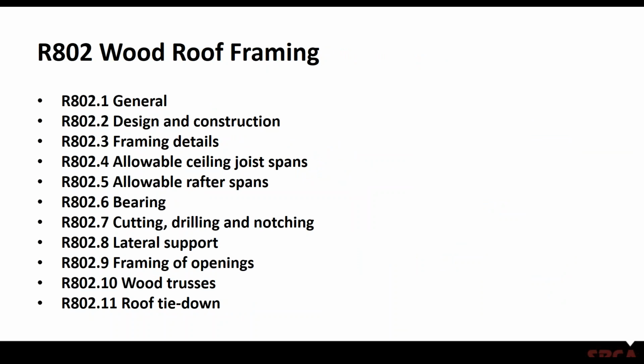So if we look at Chapter 8, basically it's divided into these 11 sections. R802.1 is some general requirements. This typically gets into, if you're using lumber, that it's got to have a grade stamp on it, and that it has to be from an approved source, and it talks about the standards and so on and so forth.